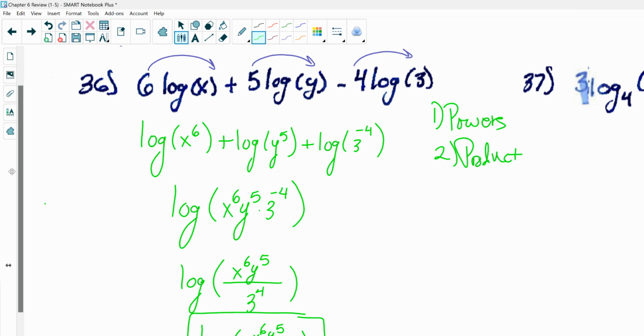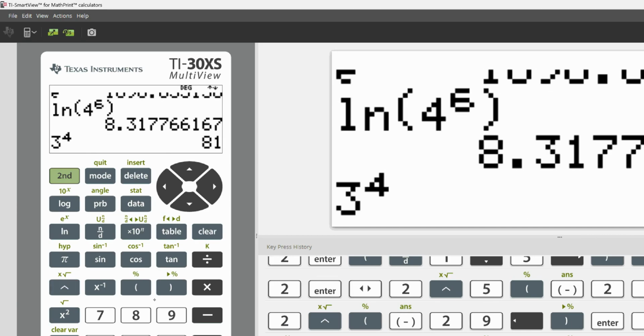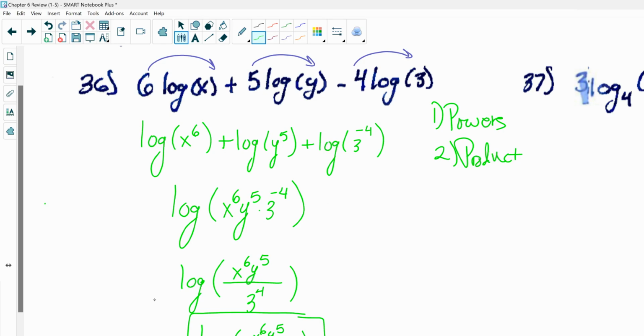Nope, that's it. We don't have to do anything there. We're just combining it to a single term. Previously, we were breaking one single term up into multiple. Here, we're moving them all back to one. 3 to the 4th. Yep. If there's a number to a power, try to simplify it.